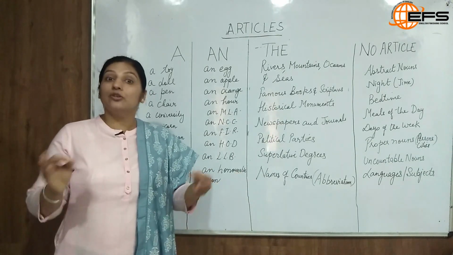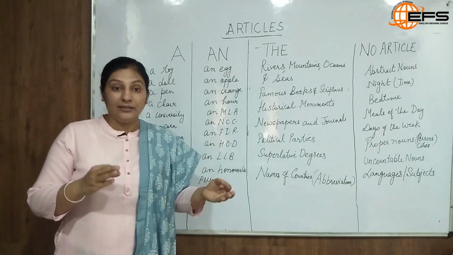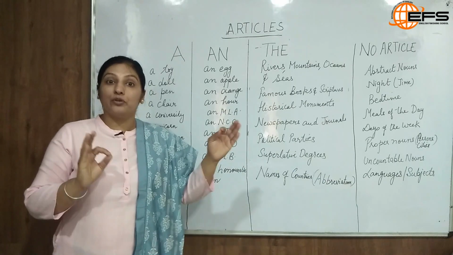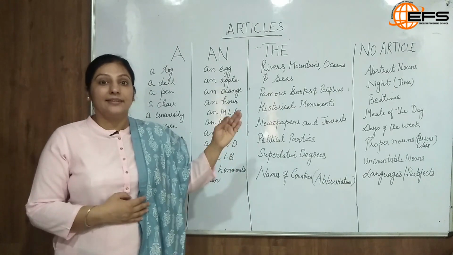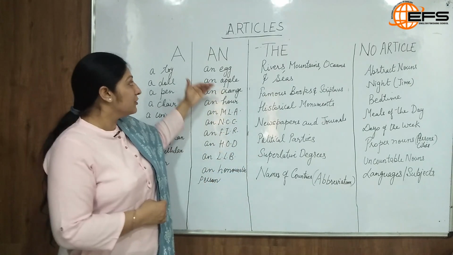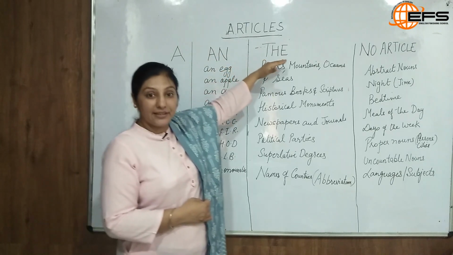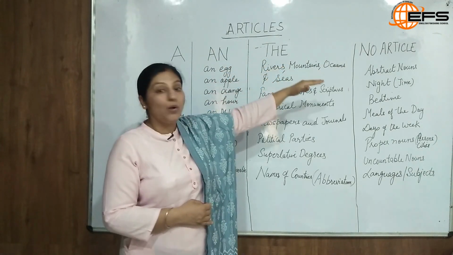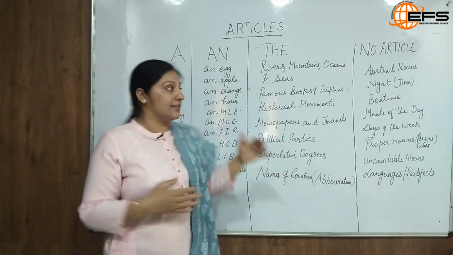When we are talking about a non-particular person, we denote a singular person like a or an, or else definite. When we are talking about a definite person, place or thing in a sentence, that makes it a definite article. So there are indefinite articles, that is a and an, and there is a definite article, that is the. And no article means there is zero article, which doesn't come in a sentence.